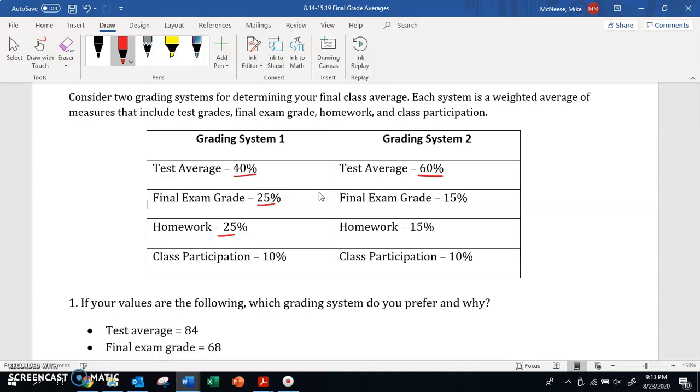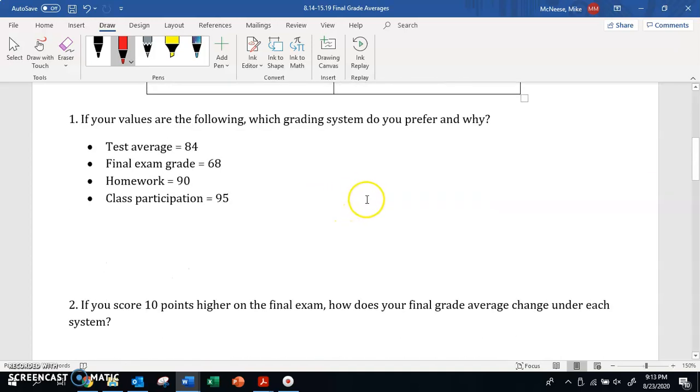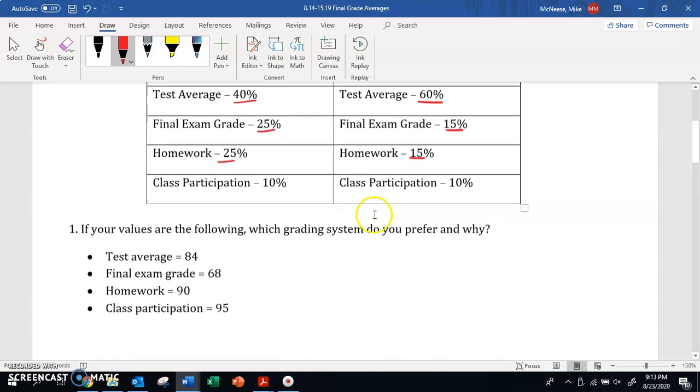In system 2, 60% is test average, so it's really important, and final exam grade and homework isn't as much. Class participation is the same in each, though. It says if your values are the following, which grading system do you prefer? So what we want to do is insert each of these values into these systems and figure out which one will give us a higher grade.